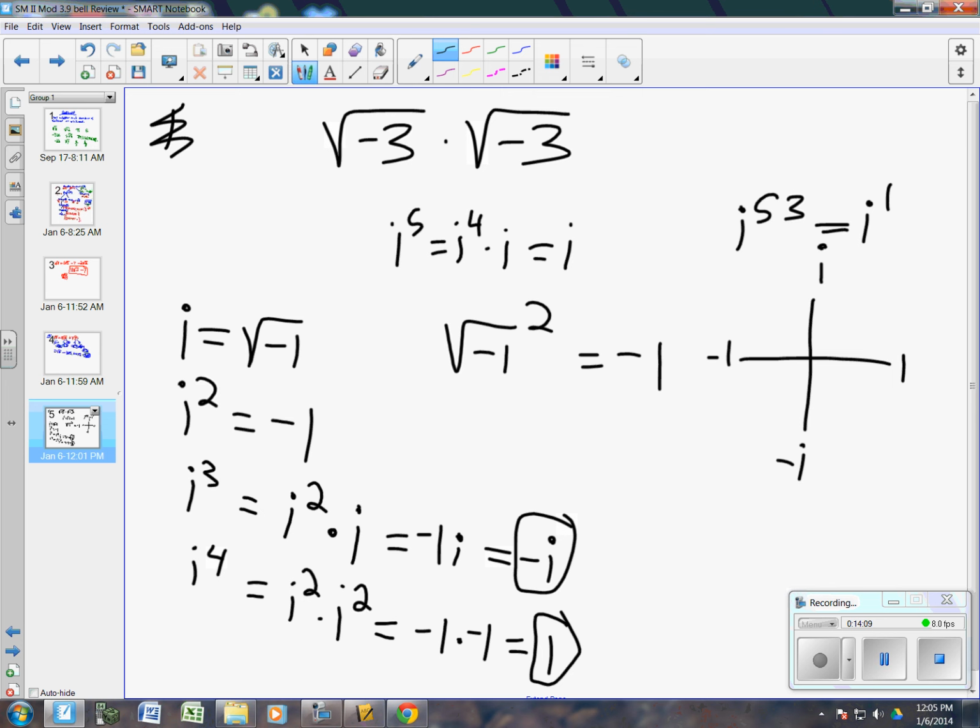Another way you could do it, I wrote this thing right here: I, negative 1, negative I, and 1. I've had students do this. They count like this: 1, 2, 3, 4, 5, 6, 7, 8, 9, 10, 11, 12, 13, 14, 15, 16, 17, 18, and so on up to 52. Did I miss one? Oh, 52, 53. I'm sorry. 53. I, right there.